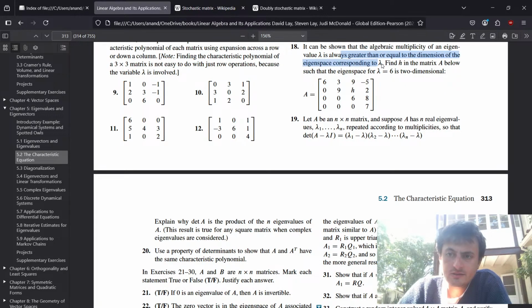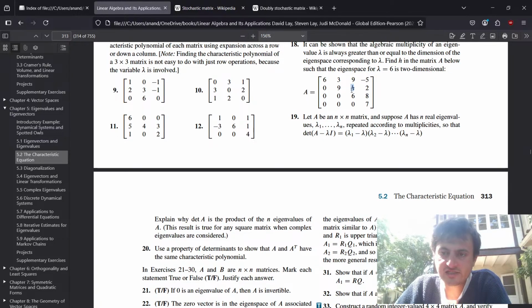Find h in the matrix A below such that the eigenspace for lambda equal to 6 is two-dimensional. Oh, but then, okay, so if you do that, this is going to be 3, 3, and h is 9. I'm going to guess h is 9. But we'll do that. That actually sounds pretty fun.